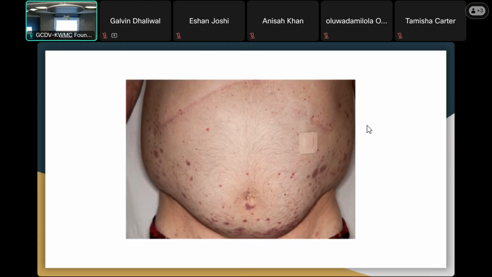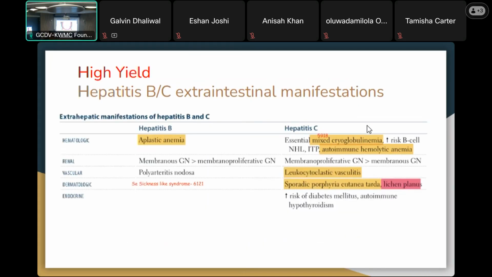All right, so what does this picture show? Can anybody describe the rash in relation to Hep C? What kind of rash is it? Just one guess. It's okay to be wrong. I can't hear, you have to be louder. What is the rash though? So it's a purpuric rash. Purpuric rash, that's good. You guessed it right, from mixed cryoglobulinemia.